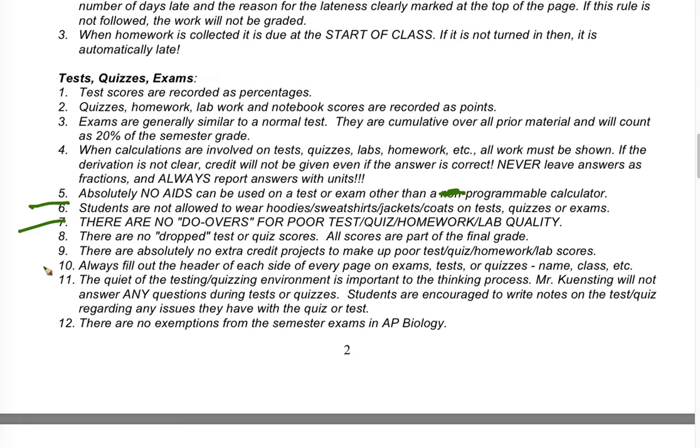Again, you have to own it. If you had a bad day, you've got to own it. You've got to move forward. At the end, if you're close, I always do generous rounding anyway. I'm on your side, but we're not going back and redoing everything. There's no such thing as perfection in life anyway.